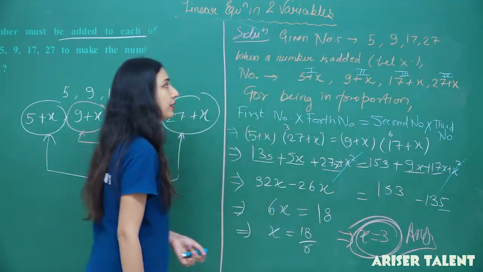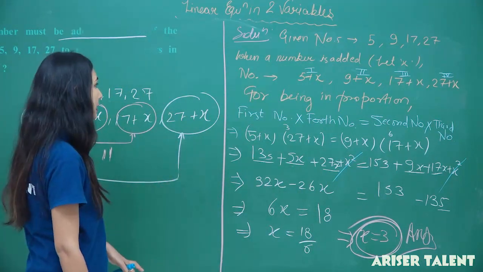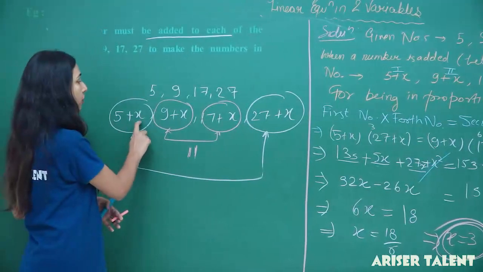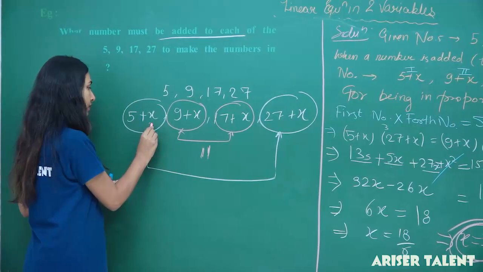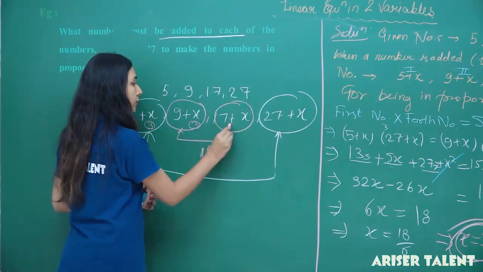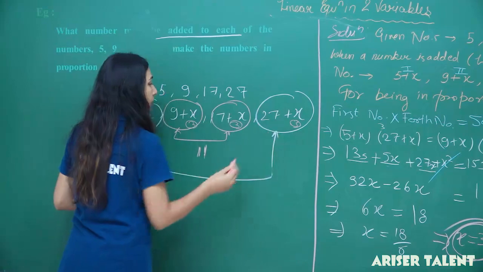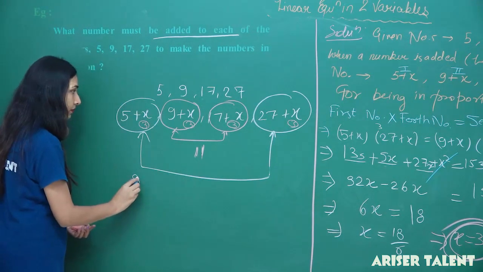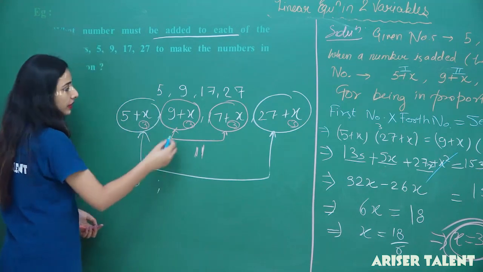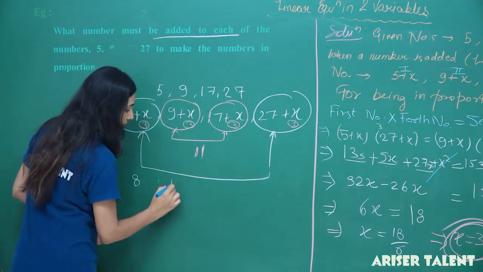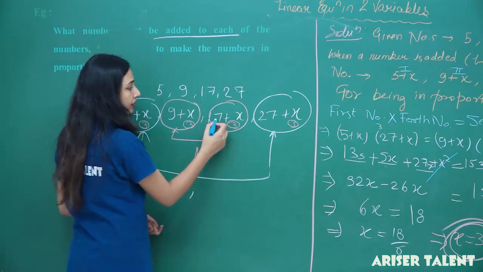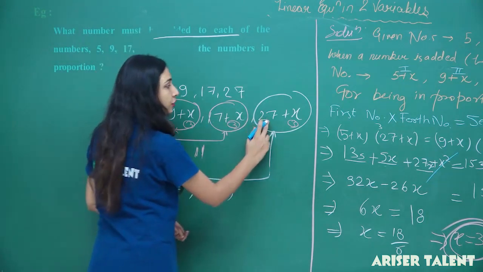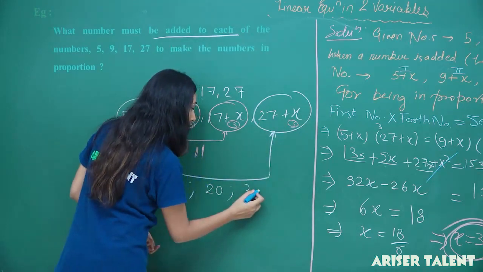Now how will you check your answer? Just simply come to this side. You're having this value x equals to 3. Now put 3, 3, 3 and 3 in place of x. Just solve that. 5 plus 3, 8. Then 9 plus 3, 12. Then 17 plus 3, 20. Then 27 plus 3, 30.